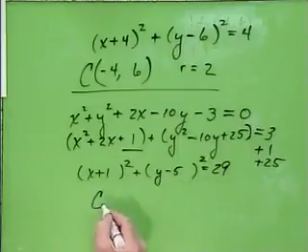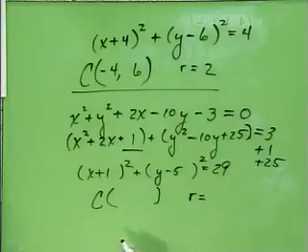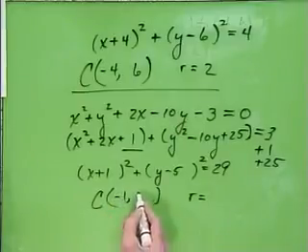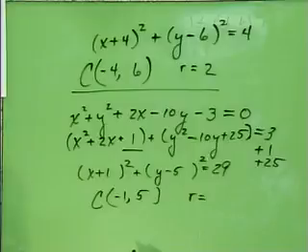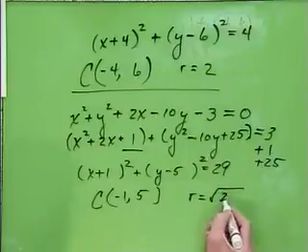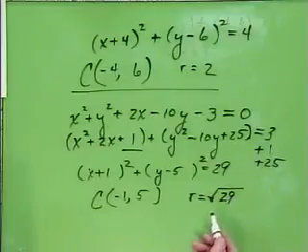Now can you tell me the center and the radius for this circle? Matt, what would you say? Well, I'd say that the center is -1, 5, and the radius is 5. Let's say square root of 29. Square root of 29, yes. So it turns out in this case, the radius is not a nice integer. It's the square root of 29.